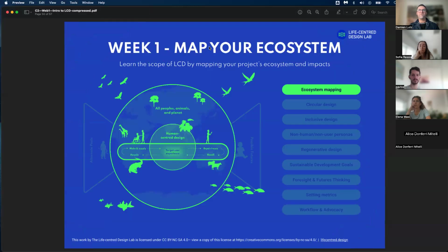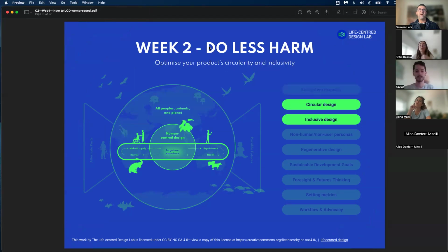So the first week, you just learn ecosystem mapping. So you choose a product-based business, and you will actually map the ecosystem and its ecosystem impacts and start to see what it's taking from the planet. In the second week, it's about doing less harm. So you'll optimize your product and its life cycle to be as circular and inclusive as possible. That's doing less harm, taking less, creating less waste.